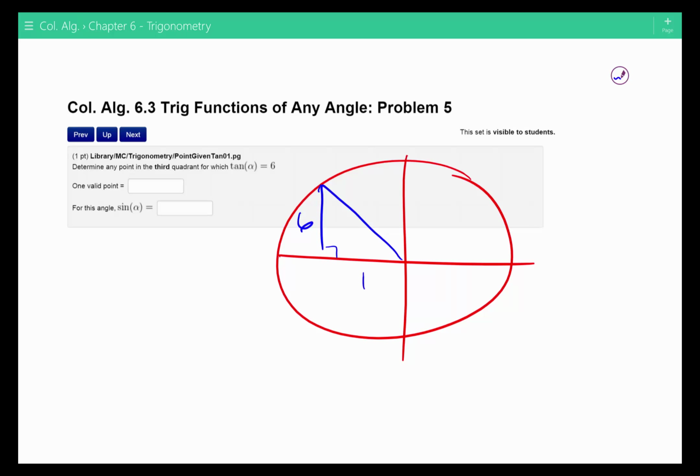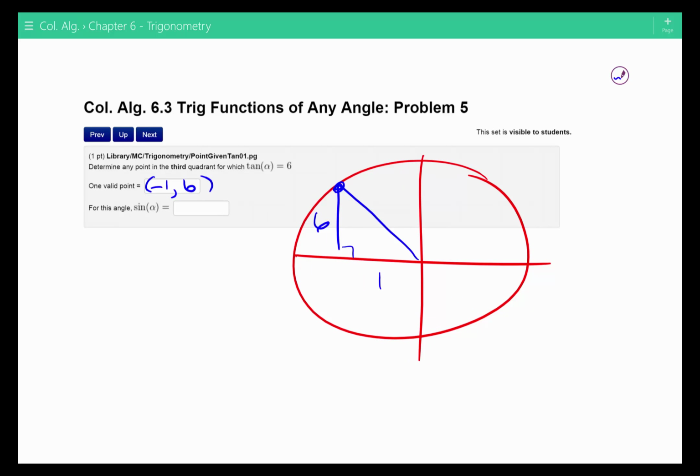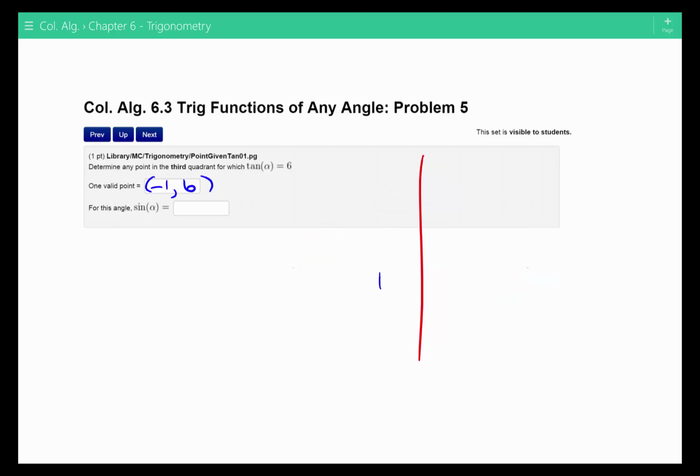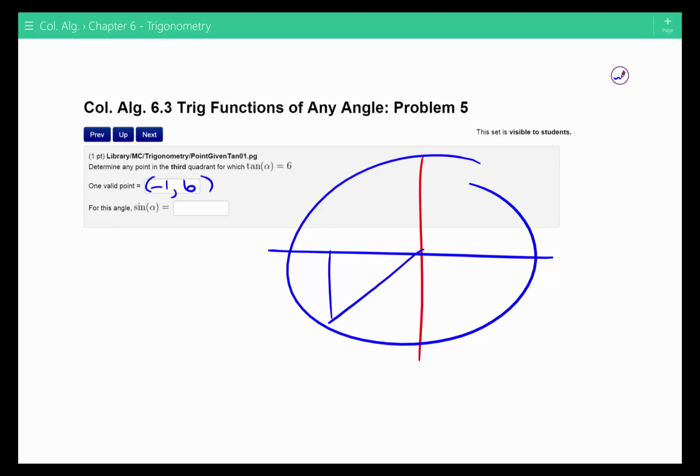Okay. Now I'm looking for this point right here. They want one valid point. Well, obviously that's -1 up 6 in order to give one valid point. Oh, I'm sorry, actually it says third quadrant, so let me try that one more time. We want our triangle to be down here, and it says the tangent is 6, so the tangent relationship right here would be opposite over adjacent. So I'm really going to have to make both these negative, and then that valid point would be back 1 down 6. This should be a -6 right there.